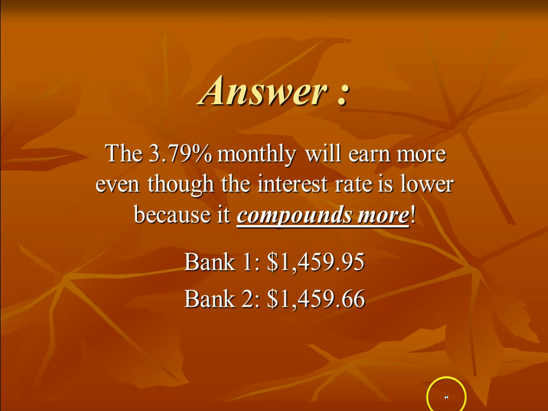My totals, Bank 1, you would end up with $1,459.95. Bank 2, $1,459.66. So, Bank 1. It had the lower monthly interest of 3.79, but it compounded more. And the number of compounds adds more interest every single time. Okay, so key thing from yesterday, those compounds are a key component of that interest equation. Now, that was a little review from yesterday.